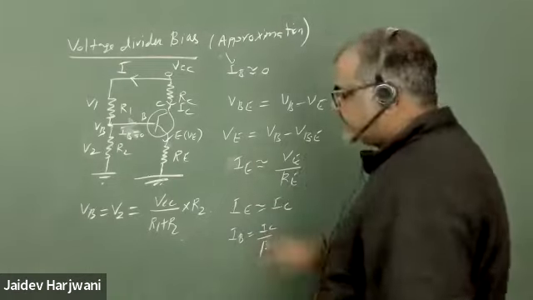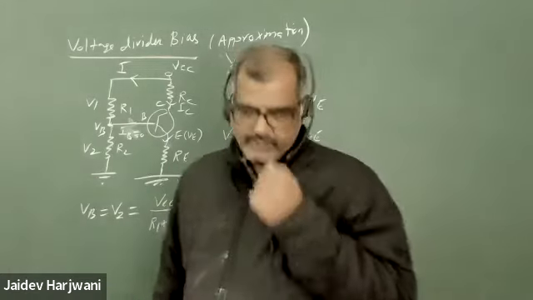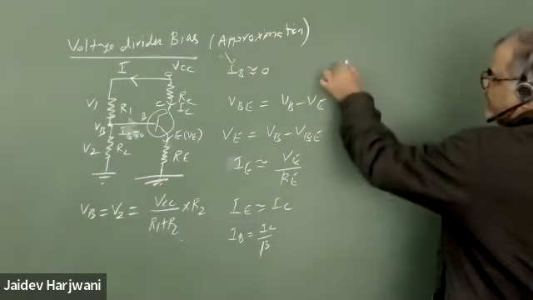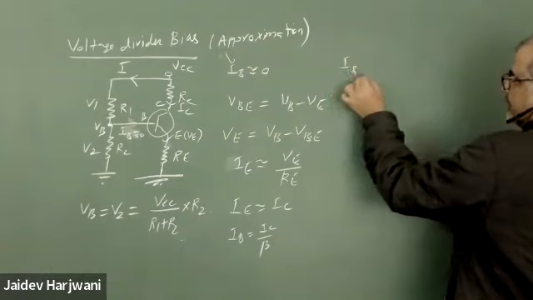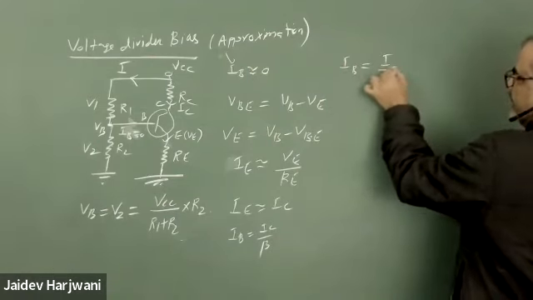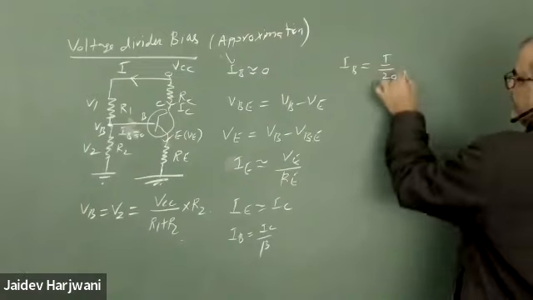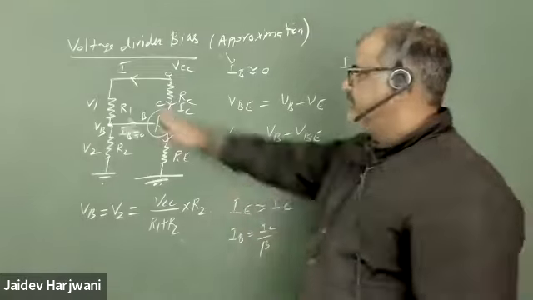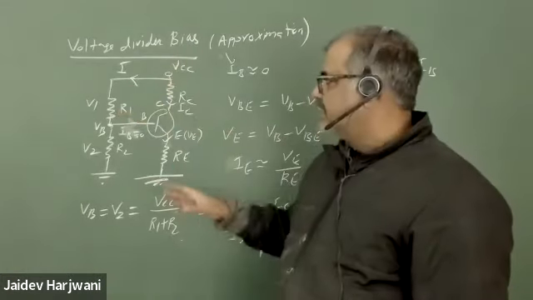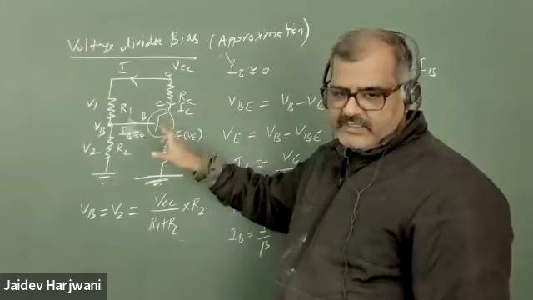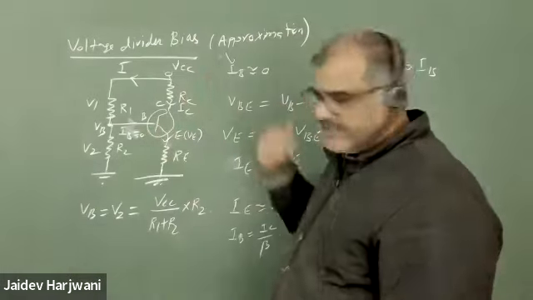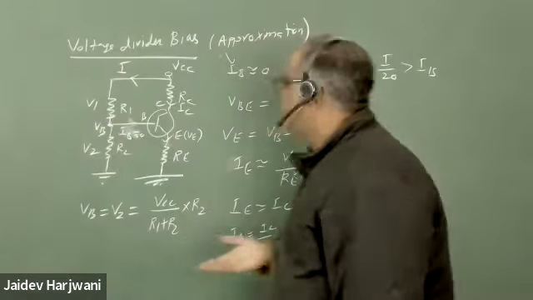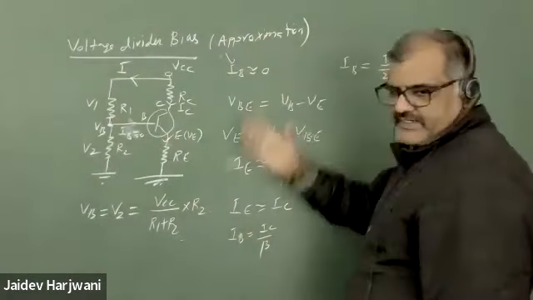Now, when should this method be used? You can use this method when IB is less than the critical value. You have calculated IB from here. IB critical is I upon 20. When your IB is less than I by 20, suppose this current is coming and this IB is going here, that is 1 by 20 times of I, in that situation you can say this method is approximately correct.